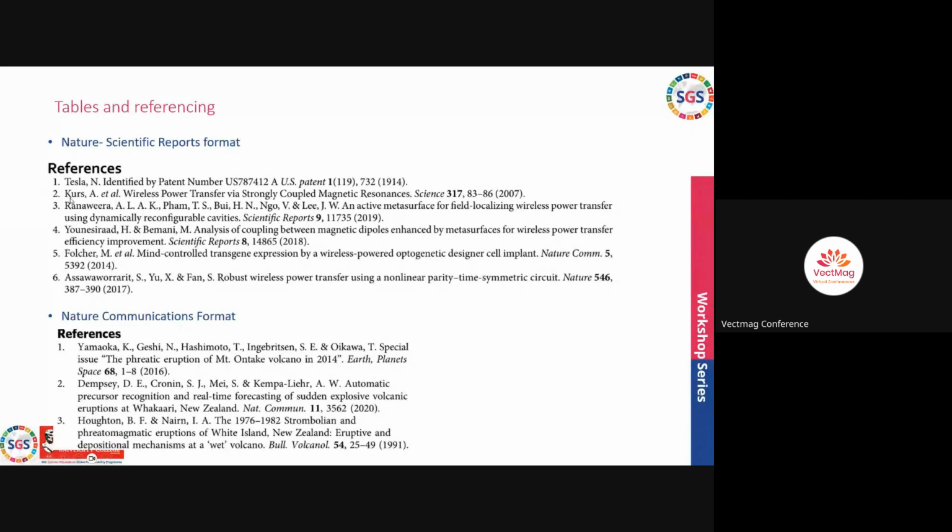Then you have Kurs. Kurs is the surname, and this is Kurs et al., Wireless power transfer via strongly coupled magnetic resonance. Science 317, 83-86. So 317 is nothing but your volume number, 83-86 is your page number, and 2007 is your year number. Okay. So like that, this thing will happen.